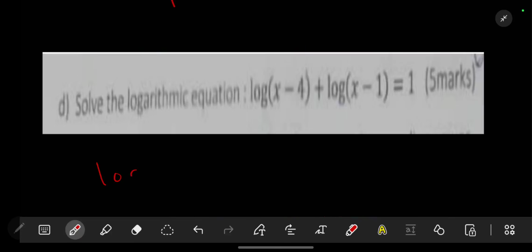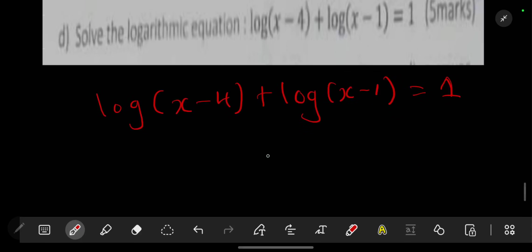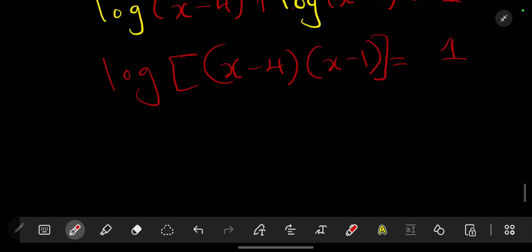So if we have log of x minus 4 plus log of x minus 1 should be equal to positive 1. Solving this one, the log is common, so it's more like you're factorizing them. So you say log, open brackets. When you're adding logs, it means you multiply what is inside. So x minus 4, when you're subtracting, you divide. So x minus 1 should be equal to positive 1, like that.